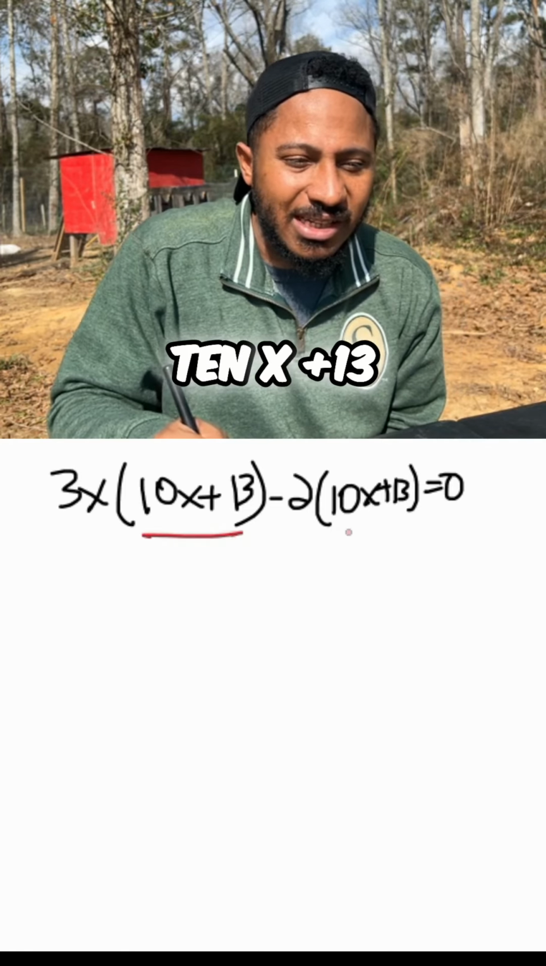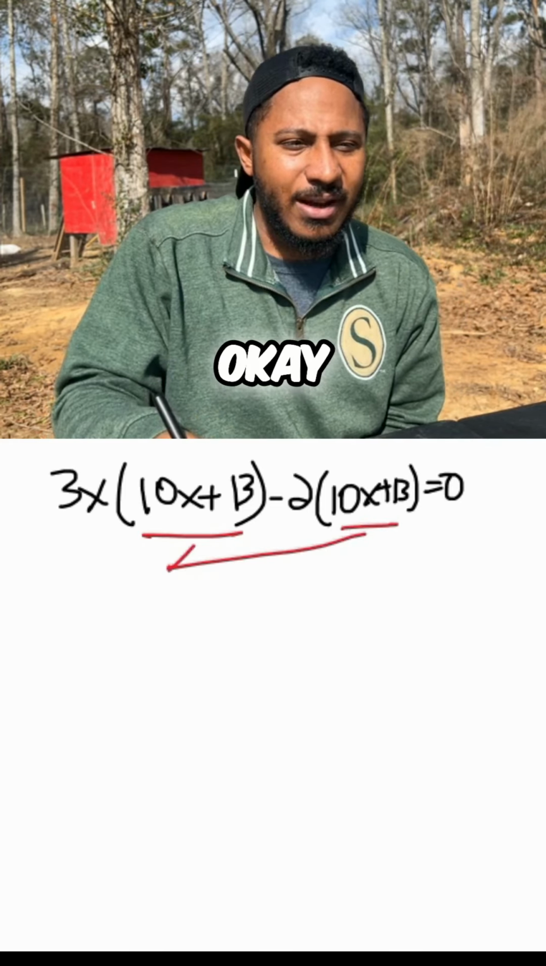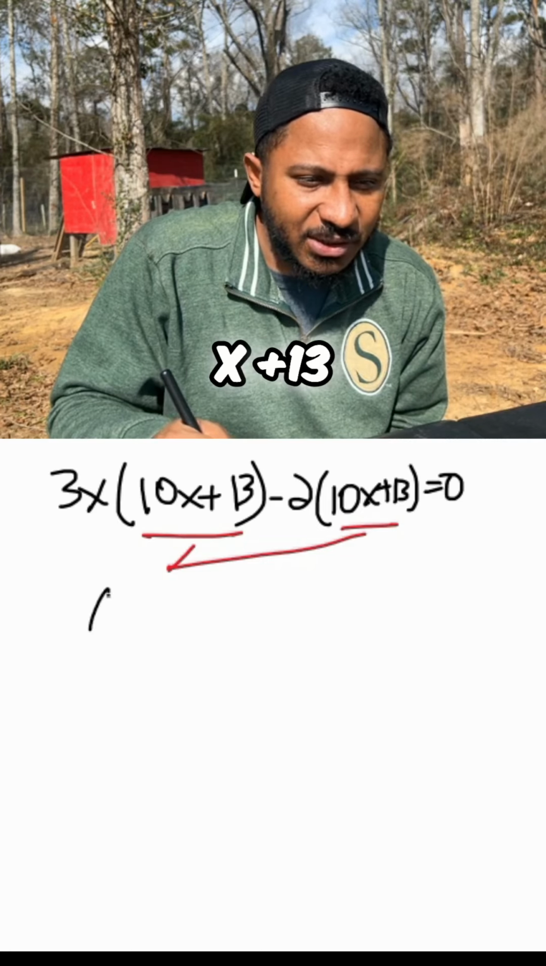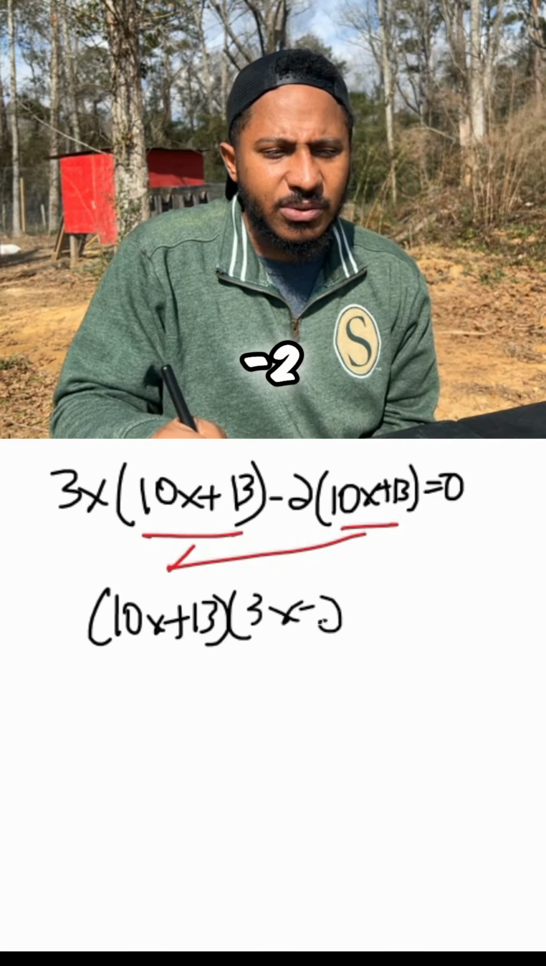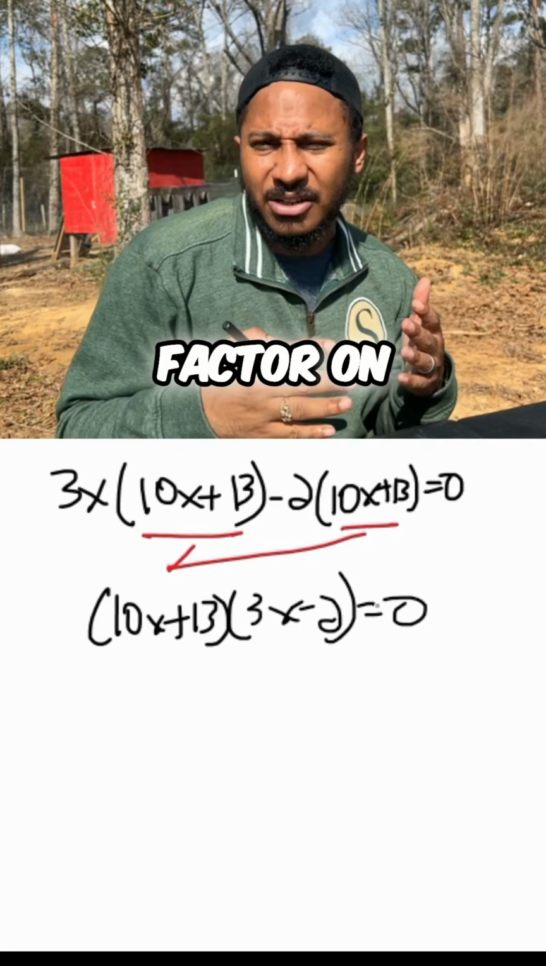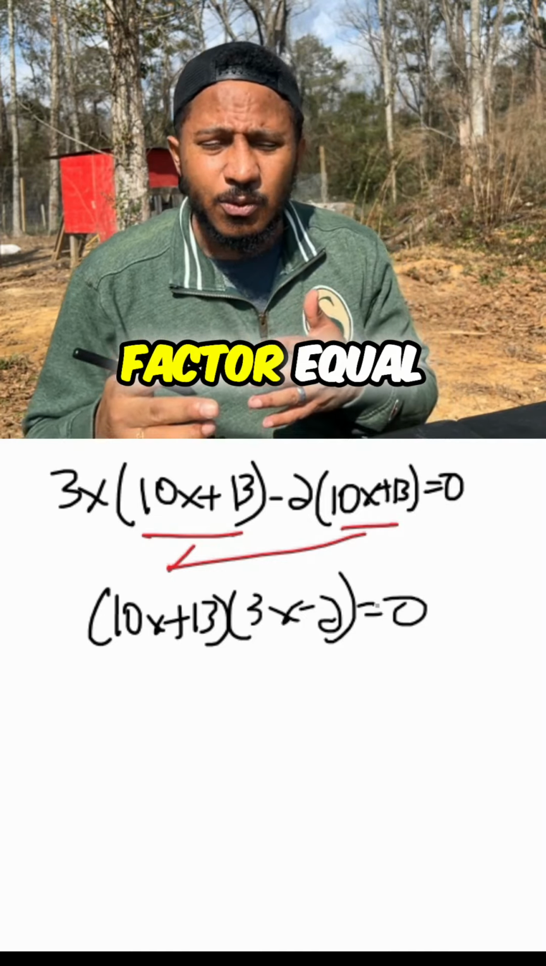So we take the 10x plus 13 off of each. Okay, take out that 10x plus 13. And what's left is just the parts in front. That's 3x minus 2. Okay. So get 0 on one side, factor the other side, set each factor equal to 0.